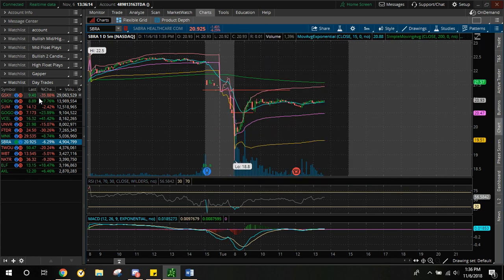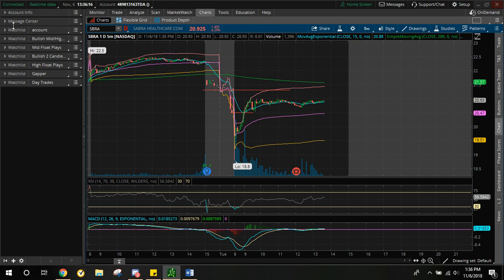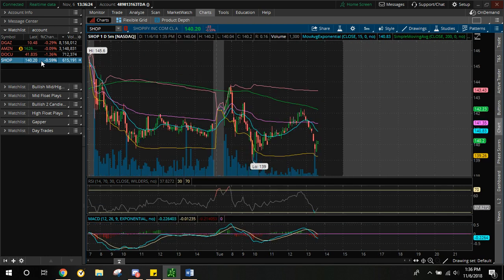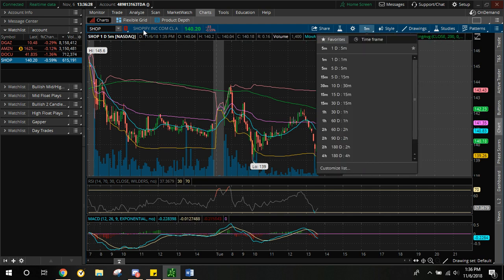So we're going to go through a couple different charts. I'll go through names that you've heard of just so you have an idea of what to look for when you're looking for supports and resistances. So the first thing I'll pull up is SHOP. You guys have heard of Shopify. This is the ticker symbol for it.